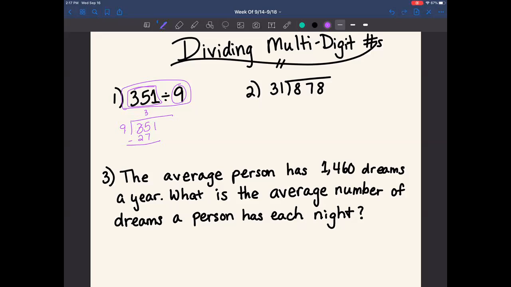I'm going to do my borrowing in a different color so it's a little bit easier to see. So now I have 15 minus 7. What's 15 minus 7? 8. Okay, and 2 minus 2? 0. You have to bring down the 1. Correct. That's the 81.